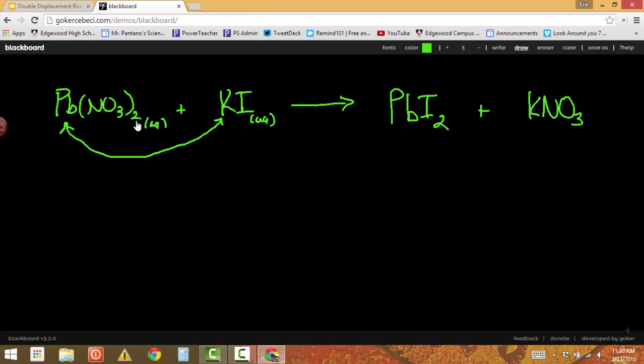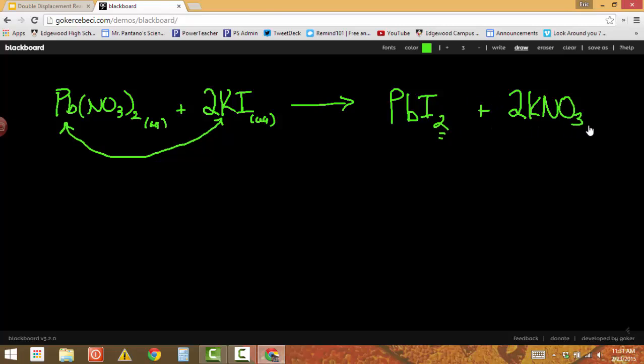And I know there's a 2 there, but I can't write KNO3 2 because it doesn't exist. I'm going to take care of those weird numbers by balancing the equation. Okay, so I'm going to put a 2 in front of the KNO3 because I need 2 potassiums. I need 2 nitrates over here. That gives me 2 potassiums, so I'll put a 2 there. It also gives me 2 iodides, which I have right here. Okay, that's the balanced chemical equation.